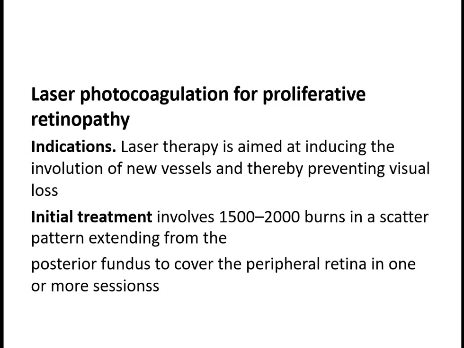We start with argon laser around the macula. We apply multiple shots, approximately 1500 to 2000 burns in a scatter pattern extending from the posterior fundus to cover the peripheral retina in one or more sessions. We give the patient a session of argon laser, for example 1000 to 2000 shots. After about 3 weeks we reassess: if the visual acuity is very good and there are no abnormal blood vessels, we stop there.